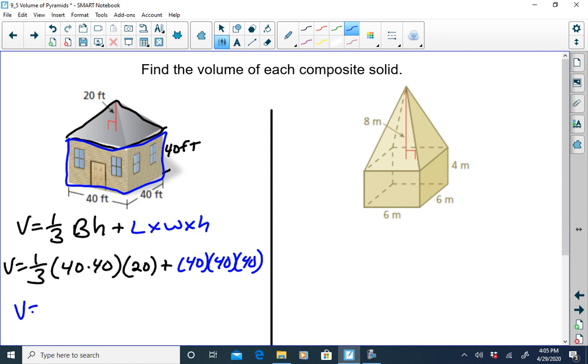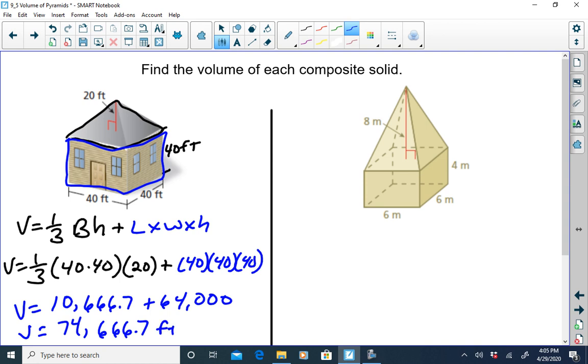So volume is going to be equal to 1/3 times 40 times 40 times 20. It's going to be 10,666.7 plus 40 times 40 times 40. That's going to be 64,000. So the volume is going to be equal to, when we add that together, 74,666.7. Right, and those are going to be cubic feet. Okay? Let's try that again, right?